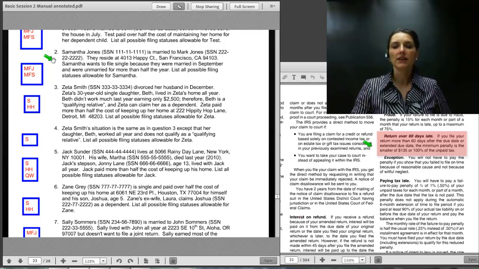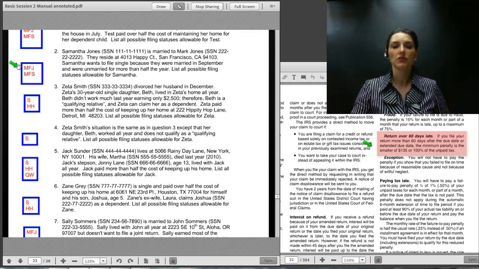Samantha wants to file single because they were married in September and were unmarried for more than half the year. List all possible filing statuses allowable for Samantha. Since she is married, her possible choices are married filing joint and married filing separate only.